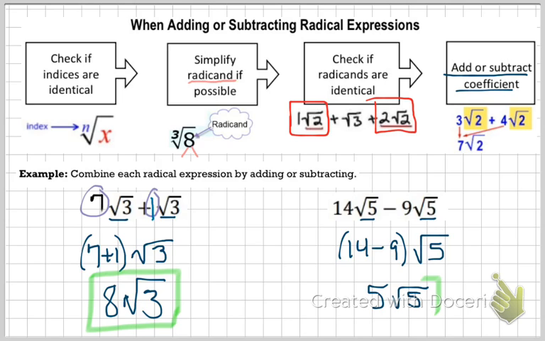Do not add the radicals and say, oh, that's 10, or 5 minus 5 is 0. No, this is what they have in common, so our answer has to include that thing that they have in common.